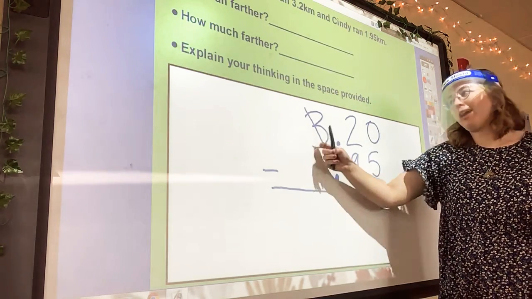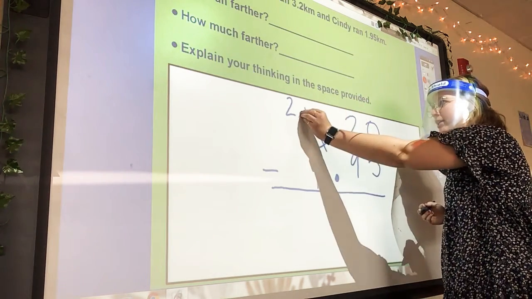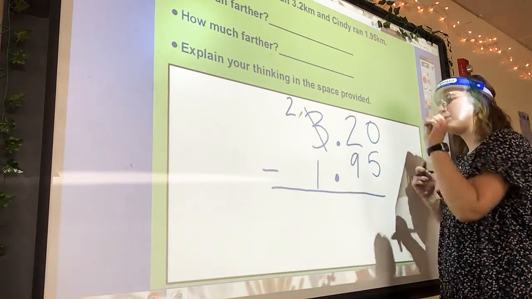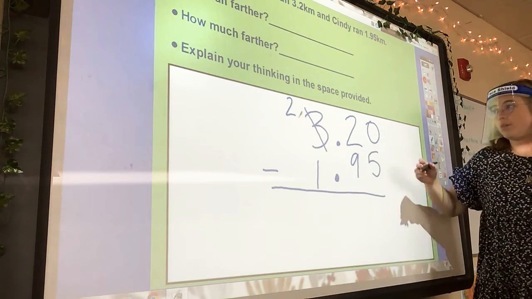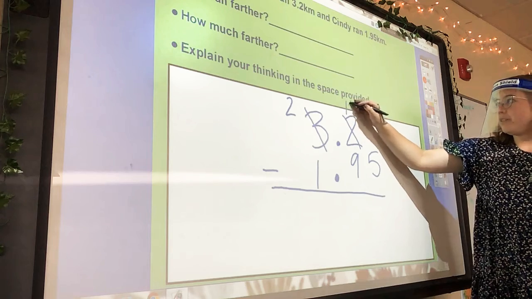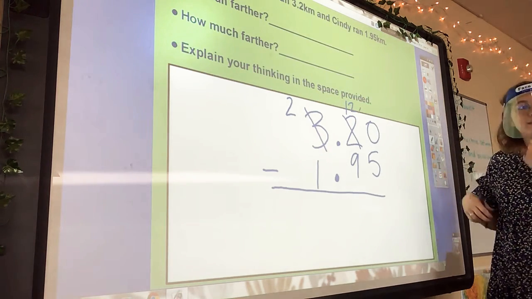So take 1 away from 3. How many 1s do I have left here? 2. Love it. Okay. That 1 moves over to the tenths place and explodes into 10. So we add 10 to our 2. What's 10 plus 2? 12. Okay, good. But I still need to borrow, so this is the part you guys miss.